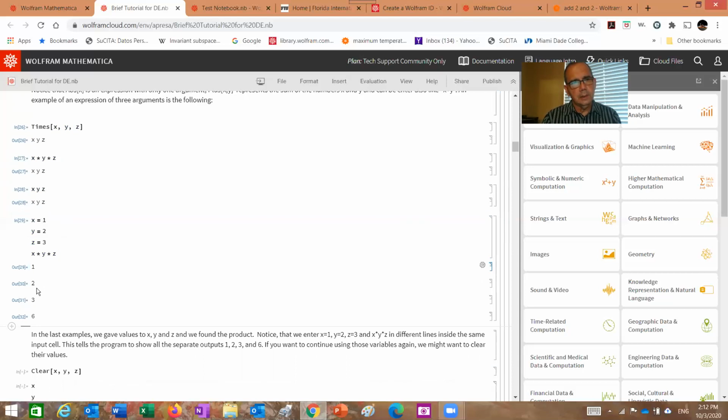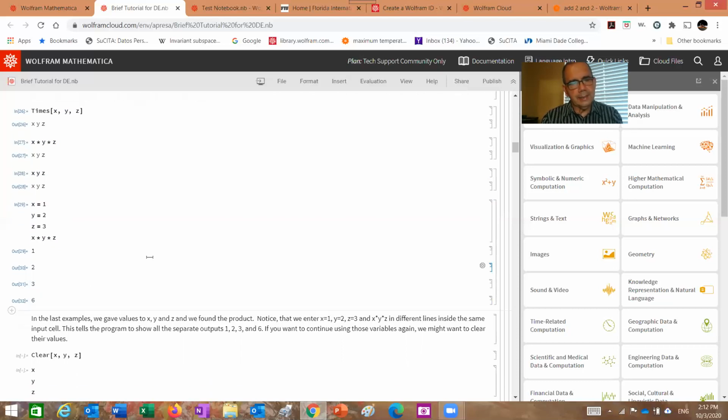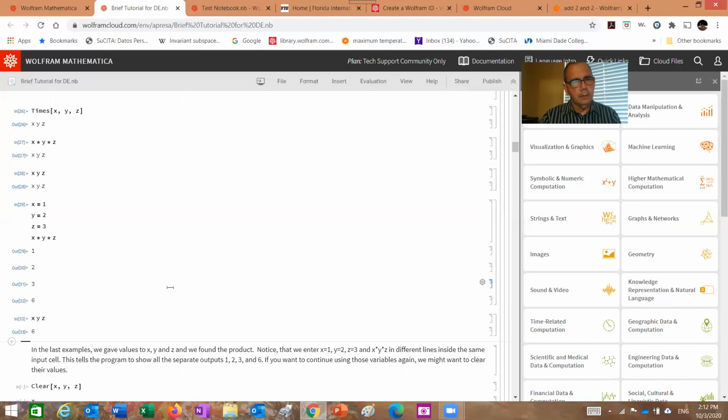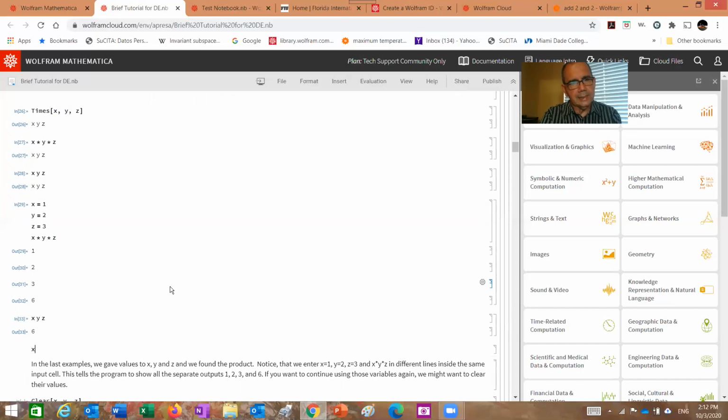x is 1. It returns that it is 1. y, you made it 2, and then it returns 2. z, you made it 3, so it returns 3. And now the other input is to find x times y times z, which is 6. I can also find the product in a different way, like x space y space z, and I press enter, and I get 6.